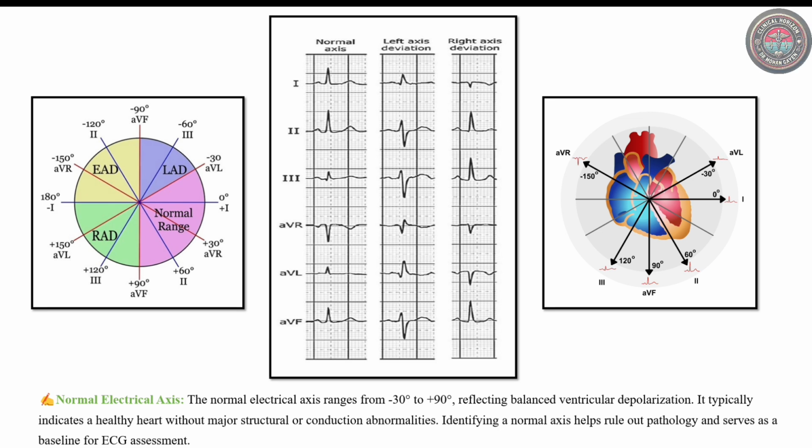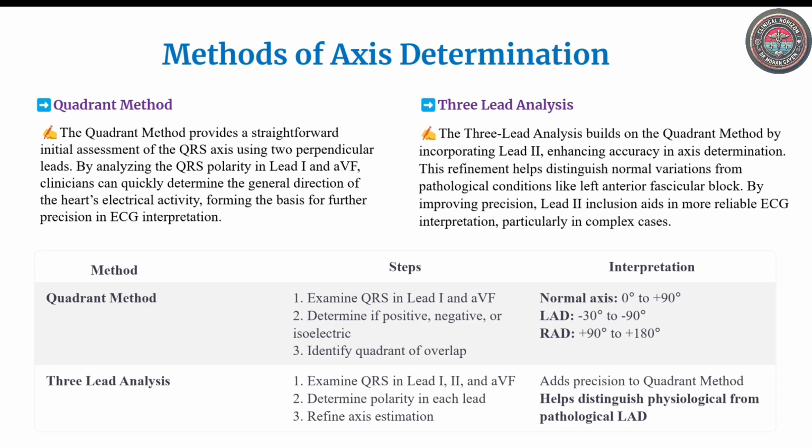Normal electrical axis. A normal electrical axis falls within the range of -30 degrees to +90 degrees. This means that the majority of electrical activity in the heart is directed downward and slightly leftward, as expected in a normal, healthy heart. When the axis deviates from this range, it is categorized as either left axis deviation, right axis deviation, or extreme axis deviation. Each deviation has distinct clinical implications, which we will discuss in detail.